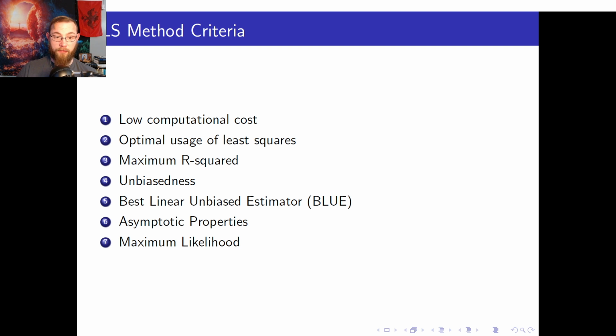All right, after BLUE, we go to mean squared error. So OLS isn't necessarily optimal when considering mean squared error. A slightly biased estimator can reduce the variance, which could lead to a lower mean squared error. That's the one place that the OLS is not king.